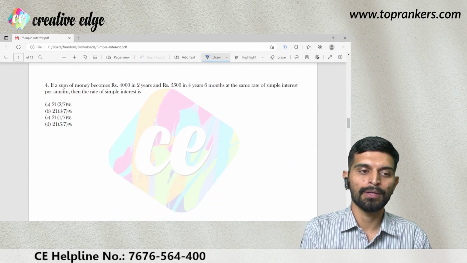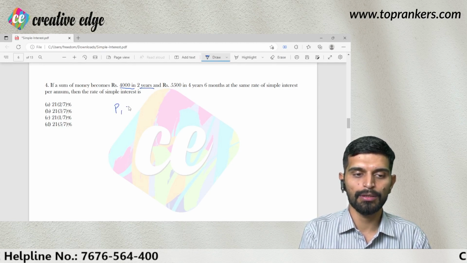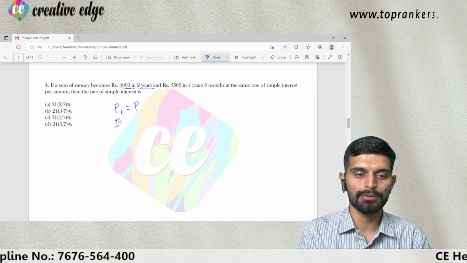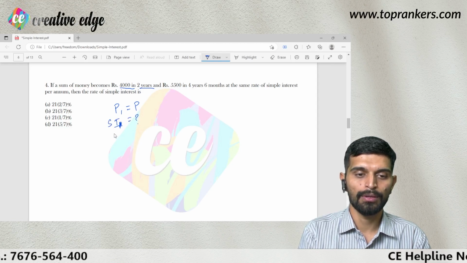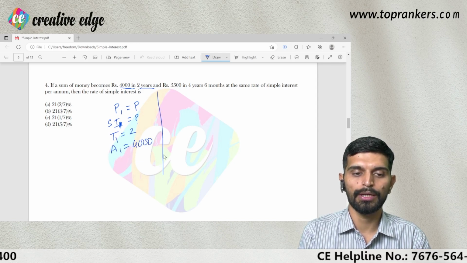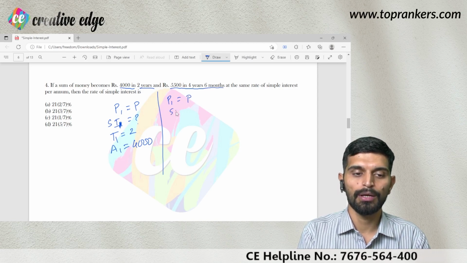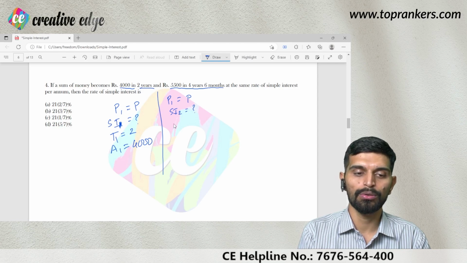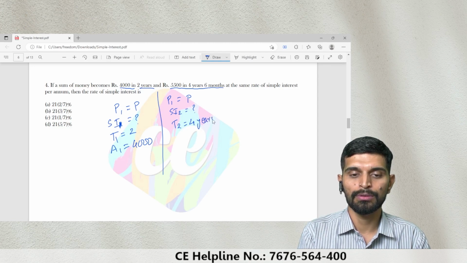Next, we have a sum of money becomes rupees 4,000 in 2 years. So principal not known, SI1 not known. What do we know? Time period 2 years, amount one 4,000, right? The same principal gives you rupees 5,500 in 4 years, 6 months time. So principal same, SI2 as of now not known. T2 is 4 years, 6 months.